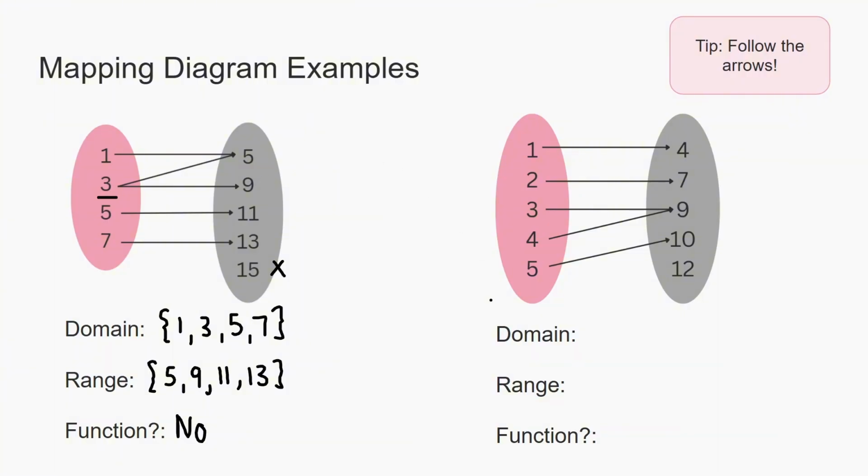Now, let's do this problem on the right here. We're looking for our domain. Our domain is going to be the left side, so it's going to be 1, 2, 3, 4, 5. Now, let's look for our range. Our range is going to be the right side, whatever has arrows pointing to it. So in this case, that would be 4, 7, 9, and 10. 12 is not included because there's nothing pointing to this 12 here. Our range is going to be 4, 7, 9, 10.